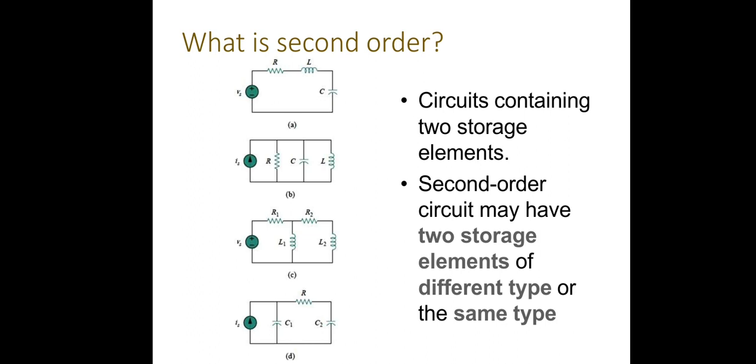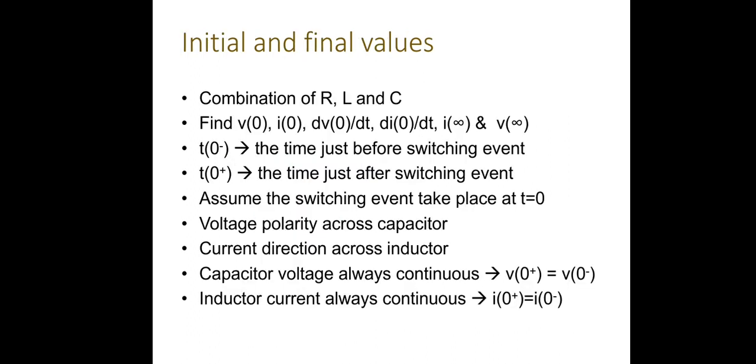This is how you are going to solve the problems in the second order system, using the initial and final values. Because of the combination of R, L and C, we call them RLC circuit combinations. First, you have to find the initial conditions. If you take 0 as the reference level, just before switching is called 0 minus, and just after switching is called 0 plus.